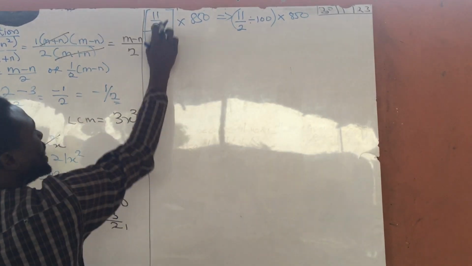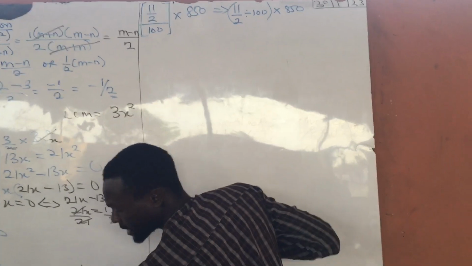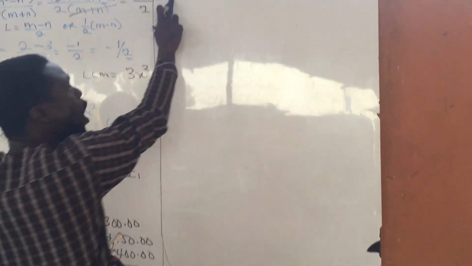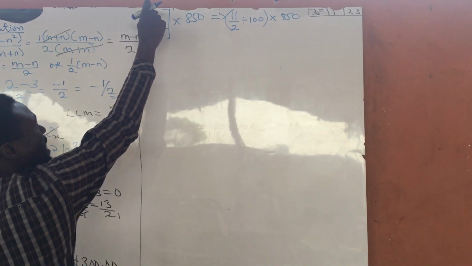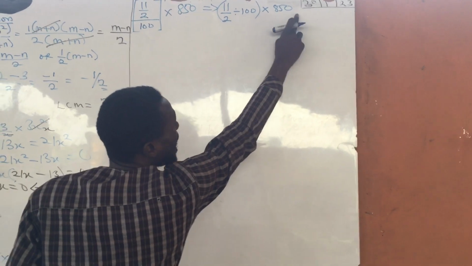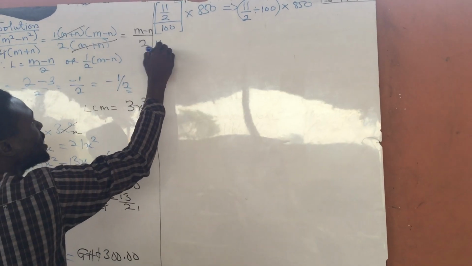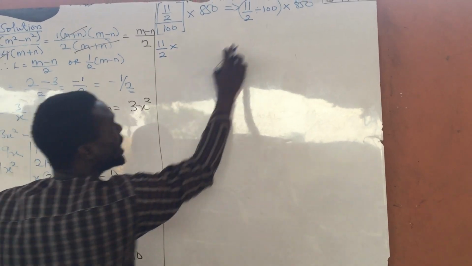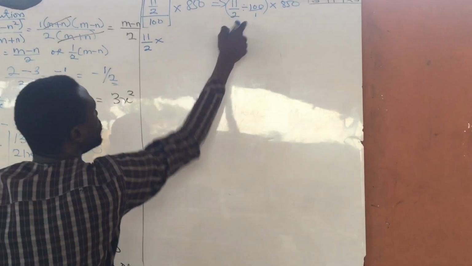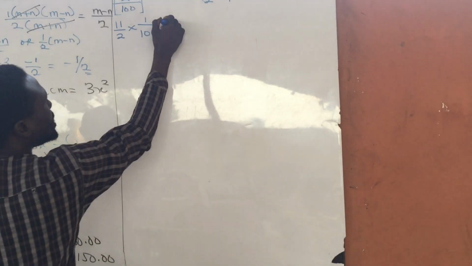This one is for this 11/2 all over 100. Well, the 100 is percent, and percentage is out of 100. So you have 11/2 all over 100, and this can be written as 11/2 divided by 100 times the 850, which we have here. Now this division, we were told that if you are solving with it, the division is going to change to multiplication. Since this is a whole number, we are going to write the reciprocal of the 100/1, which is 1/100.